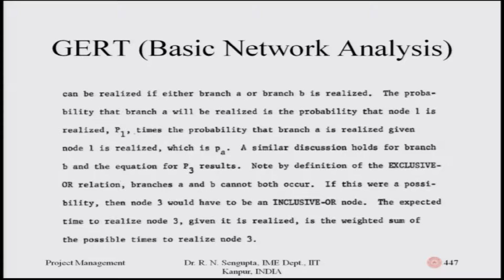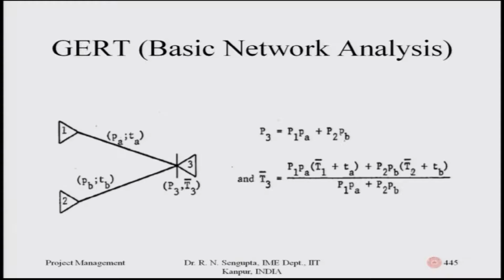The expected time to realize node 3, given it is realized, that means it had been achieved, is the weighted sum of the possible times to realize node 3, and the weighted sum which we just saw and which I did mention very fleetingly. Let me go back here. So, I mentioned the last equation was the average. So, it is basically a weighted sum. In the weighted sum, what you are taking is the probability of this realization multiplied by the time.